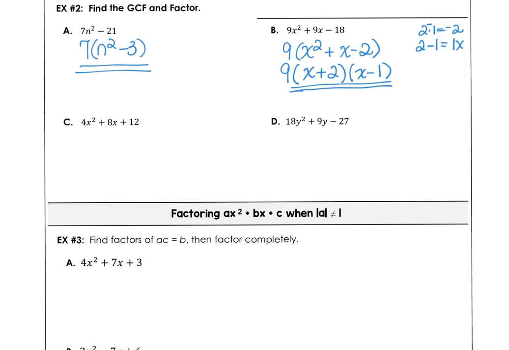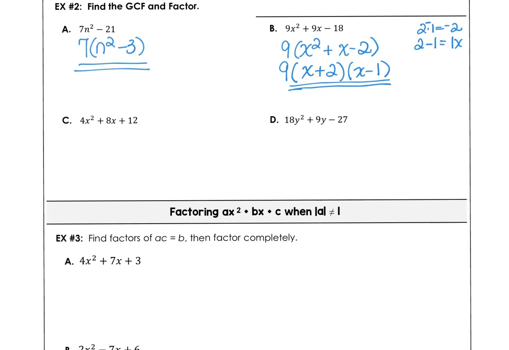Part C: 4, 8, and 12 are all evenly divisible by 4. So if we pull a 4 out, we get 4 times x squared plus 2 times x plus 3. Will factors of 3 add up to 2? And that answer would be no, since the 2 is positive.